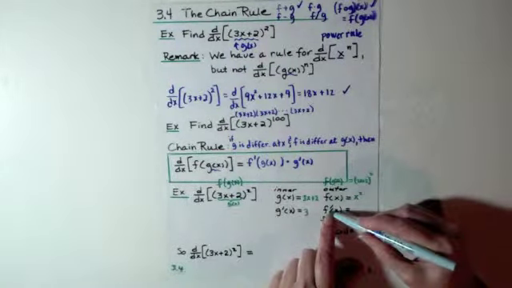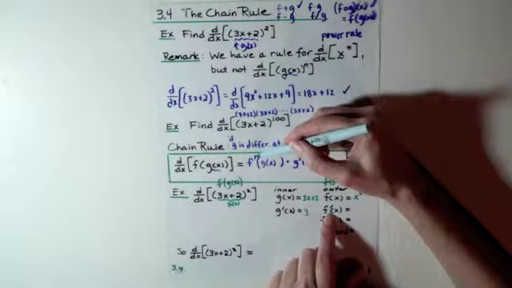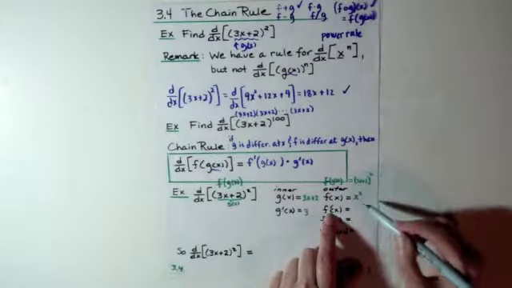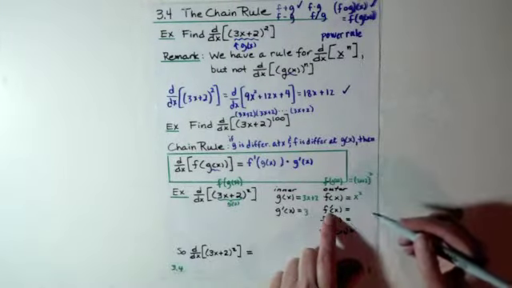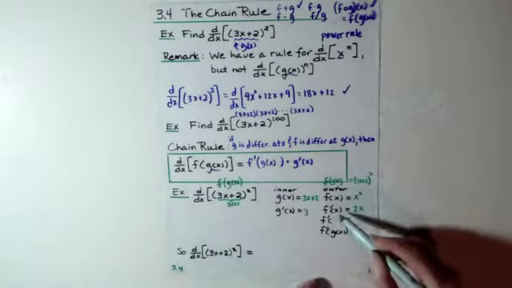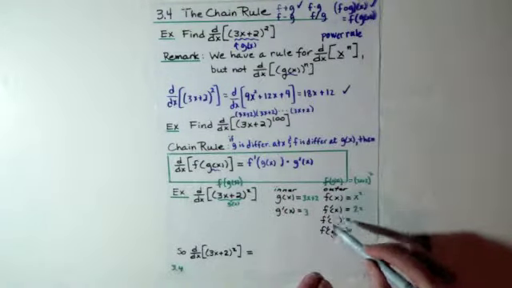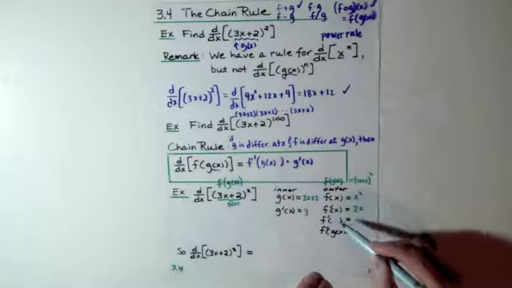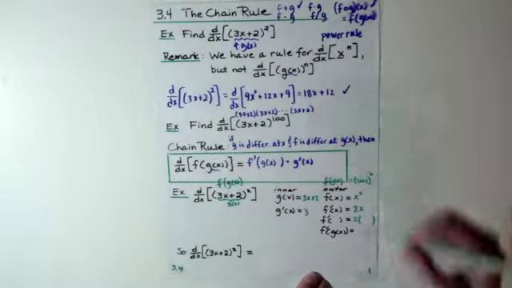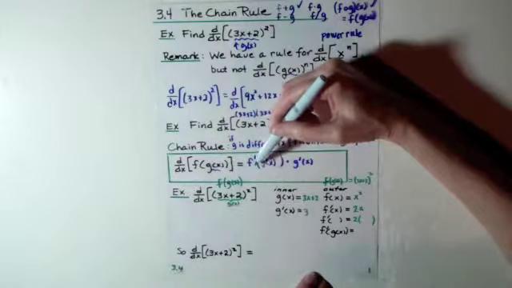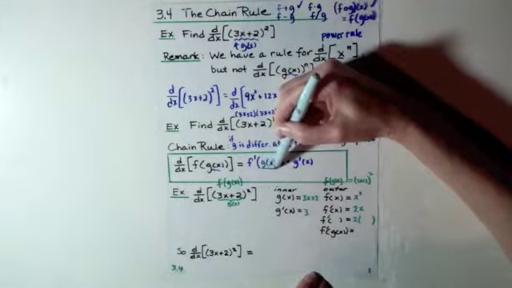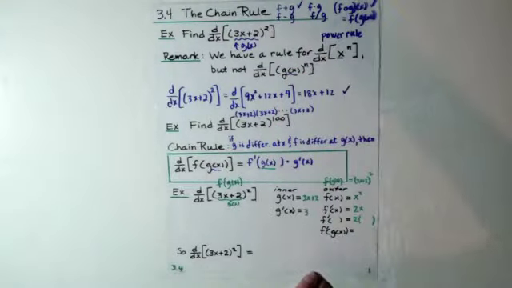I need to find the derivative of my outer function. So let's go ahead and find f prime of x. F of x is x squared, so f prime of x would be 2x. Notice that if I wrote this with empty parentheses, f prime of whatever I plug in is 2 times whatever I plug in. I notice that what appears in the chain rule is not f prime of x, but rather it is f prime of g of x.